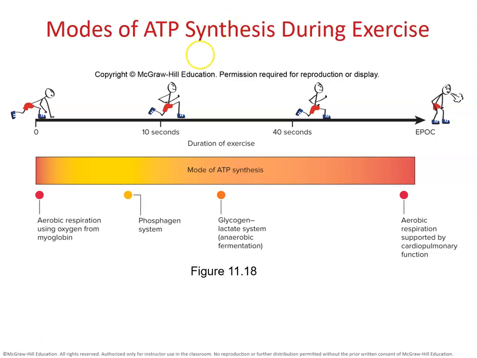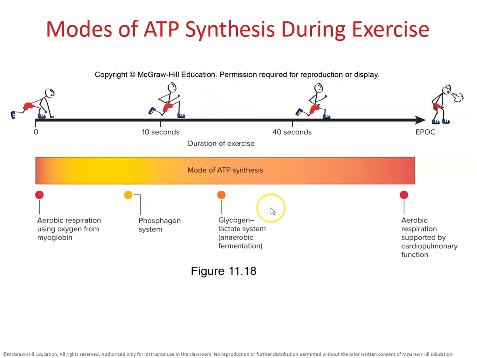So if we have a person who starts off and is running for a little while and then keeps running and then keeps running, let's look at how their ATP synthesis changes in that process. So first, at the very beginning, they are not out of breath. They aren't running yet. So they're just doing aerobic respiration. Okay, they're using the oxygen that is being carried by the myoglobin in the muscles. After a short amount of time, we start to use more ATP than we can produce. So we switch over to what we call the phosphagen system.